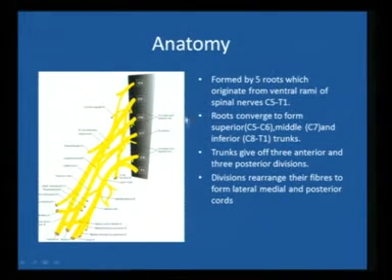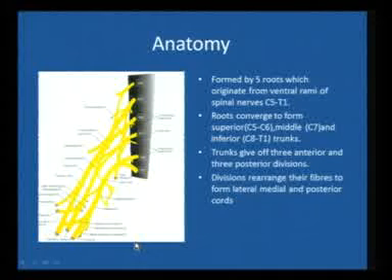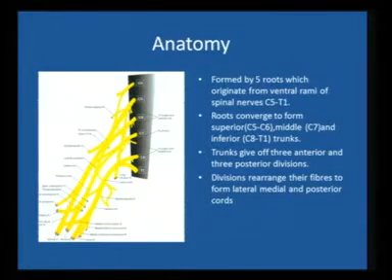It's formed by 5 roots from C5 to T1. The C5 and C6 join to form upper trunk, C7 forms the middle trunk, C8 and T1 form the lower trunk, and all the trunks divide into 3 anterior and posterior divisions. They rearrange to form the cords: lateral cord, medial cord, and posterior cord.